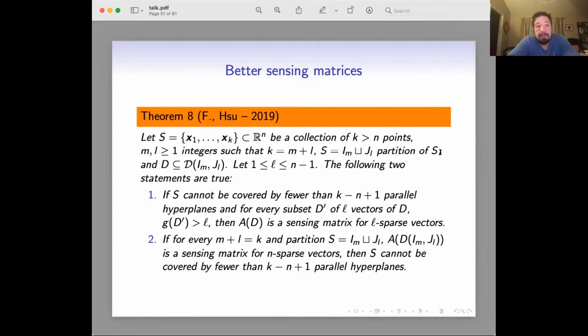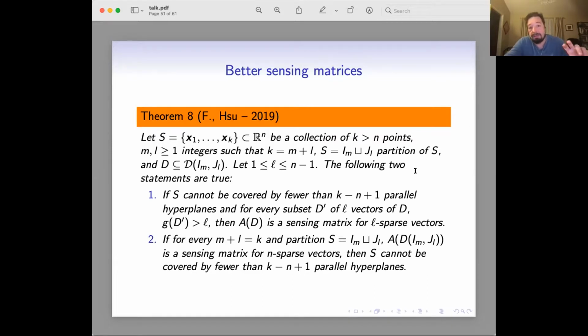So first, if S cannot be covered by fewer than k minus n plus 1 parallel hyperplanes, and for every subset of script L vectors from my difference set D, the girth of the corresponding bipartite graph is greater than L, then the matrix A sub D, whose columns are these difference vectors, is a sensing matrix for L sparse vectors.